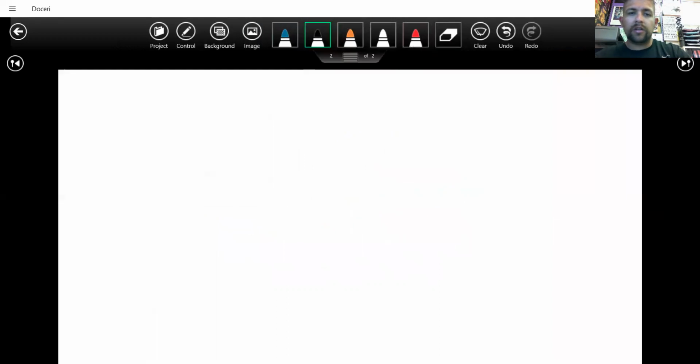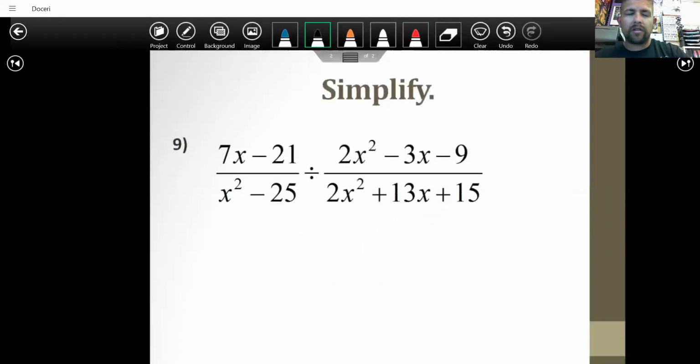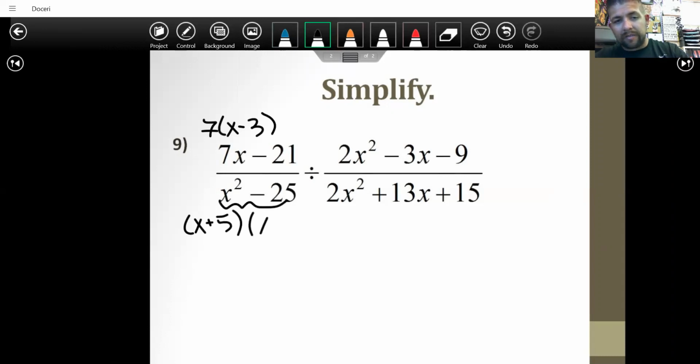The next one that we're going to do here is simplifying a rational division of polynomials. I like to do mine above and below them so I don't get confused. I can pull out a 7x minus 3 together on the top one. This bottom portion is a difference of squares, which becomes x plus 5, x minus 5.